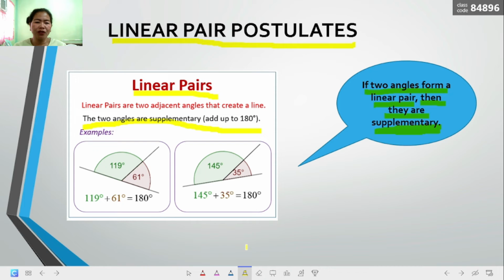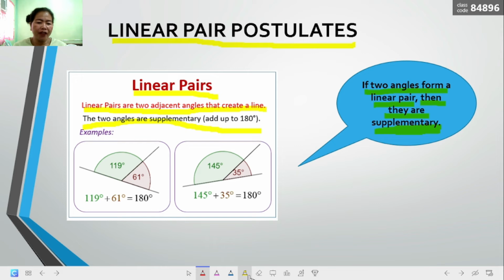So let's go back to linear pairs. I hope you understand about postulates. So linear pairs are two adjacent, meaning nagtapad, nagsunod, adjacent angles that create a line. So there is a common side that divides the adjacent angles, and thus the two angles are supplementary. So when you add up the total of the two adjacent angles, it is equal to 180, and that is a linear pair.